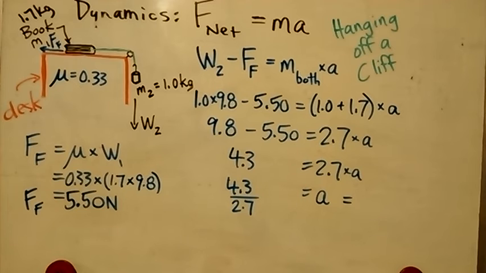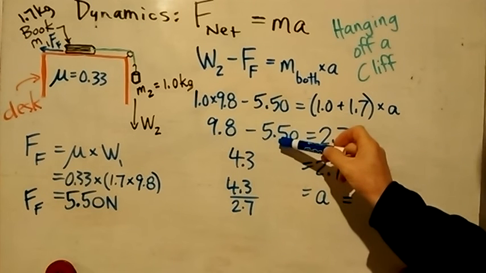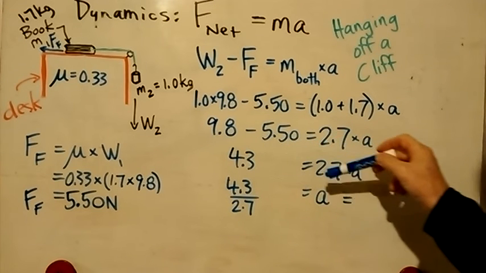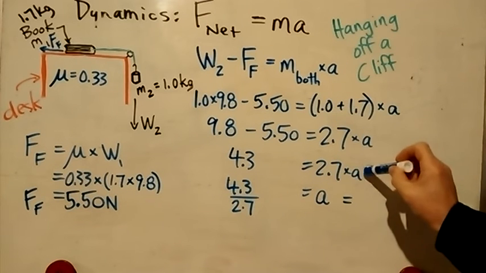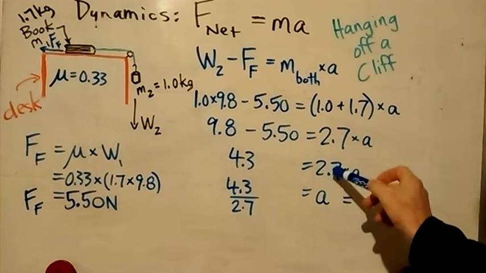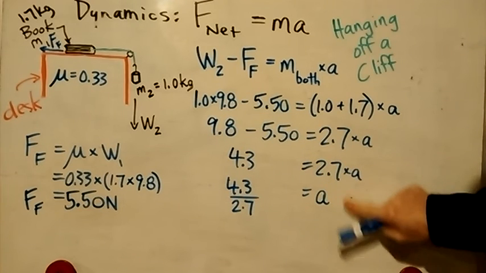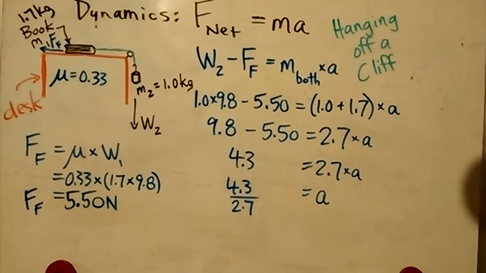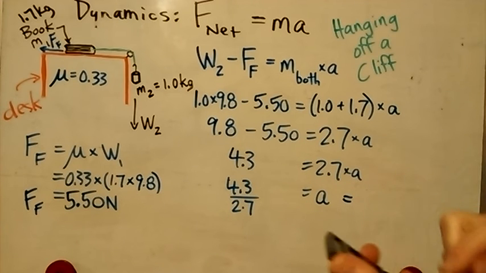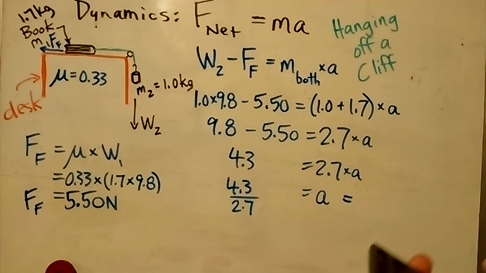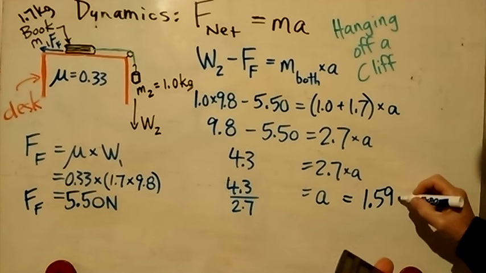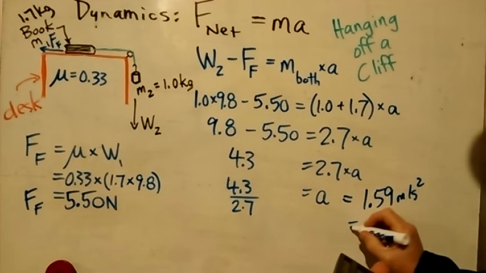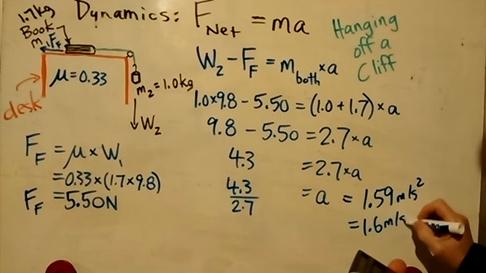And we get 9.8 minus 5.5, which is 4.3, equals 2.7 times A, because it's the mass of both of them, times A. I have to divide the 4.3 by 2.7 because I just want A on the one side. And if I do that, then I get 4.3 divided by 2.7. I get 1.59 meters per second squared, which equals 1.6 meters per second squared.